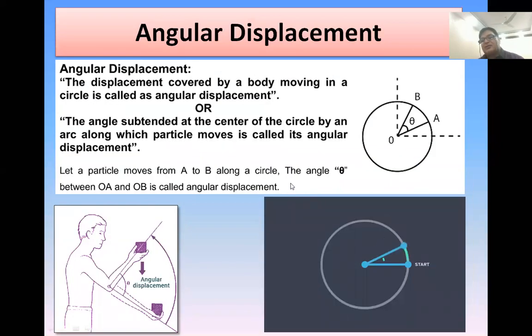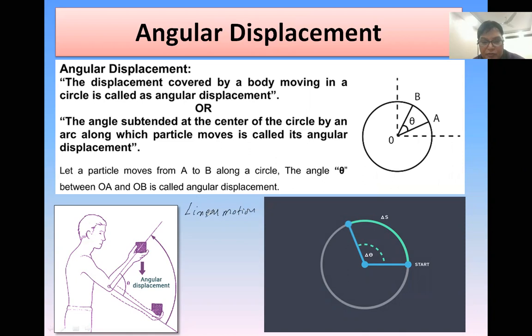Look at this one. The second article in our syllabus is angular displacement. This is important. You can understand this in a better way if you first understand linear motion. We always discuss linear motion. Let's say linear motion. When we move along a straight line, our motion is called linear motion.